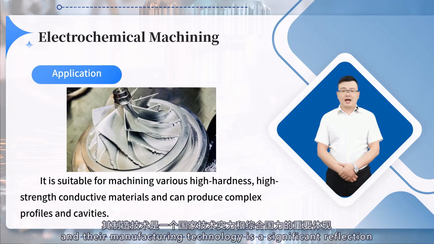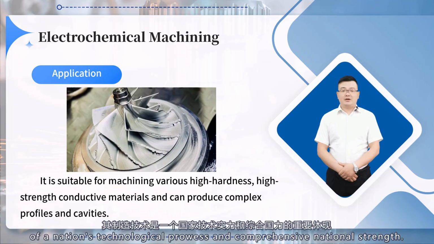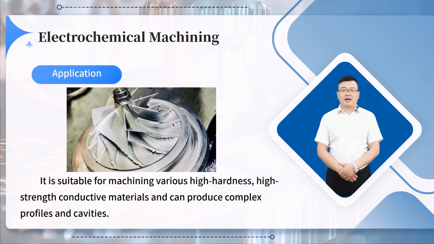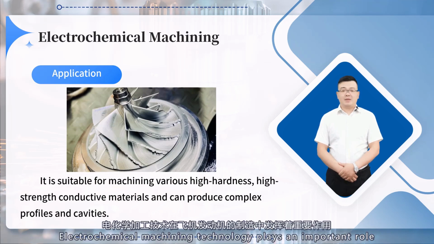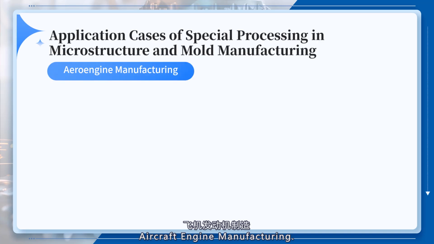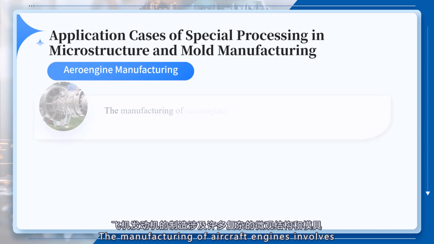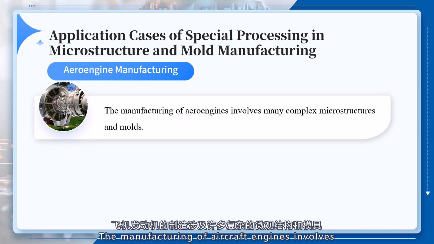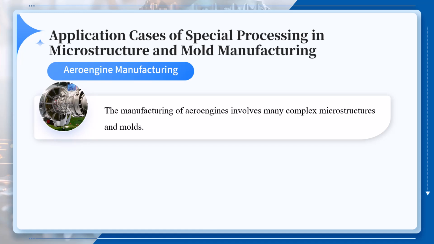Aircraft engines are the heart of airplanes, and their manufacturing technology is a significant reflection of a nation's technological prowess and comprehensive national strength. Electrochemical machining technology plays an important role in the manufacturing of aircraft engines.